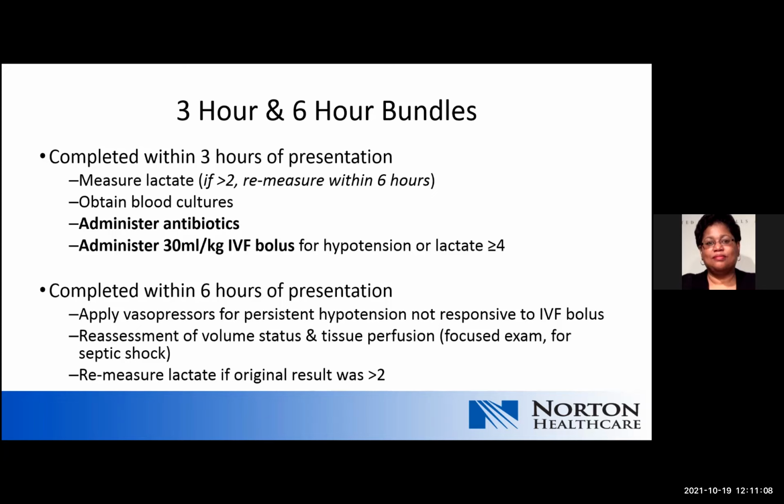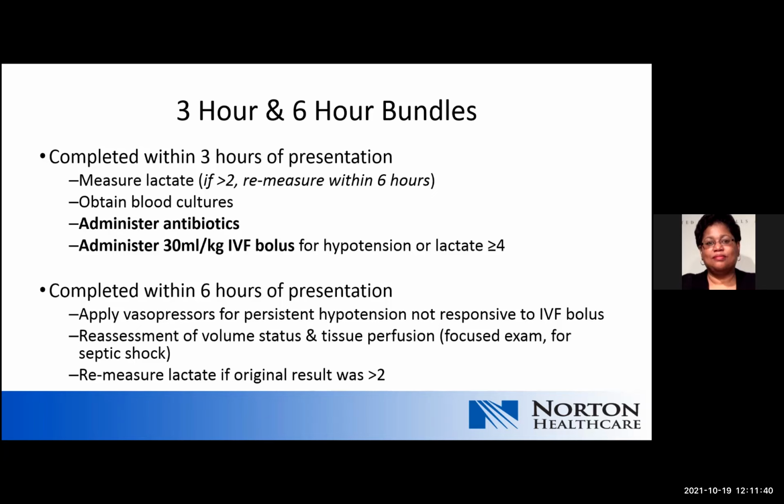So when you look at the treatment for sepsis, the guidelines suggest certain things to be done within 3 hours and certain things to be done within 6 hours. I have those listed out here. You can see bolded, I have administer antibiotics and administer that 30 mils per kg fluid bolus. Arguably, these are the two most important pieces. Any patient that comes in with an infection, aside from sepsis, needs to have source control. And then, of course, if they're hypoperfused, we have to reperfuse them. So those are the two most important things.